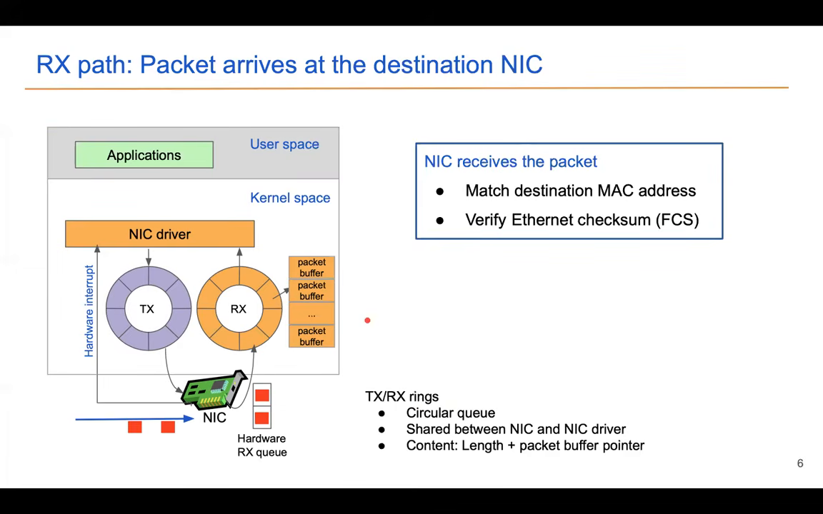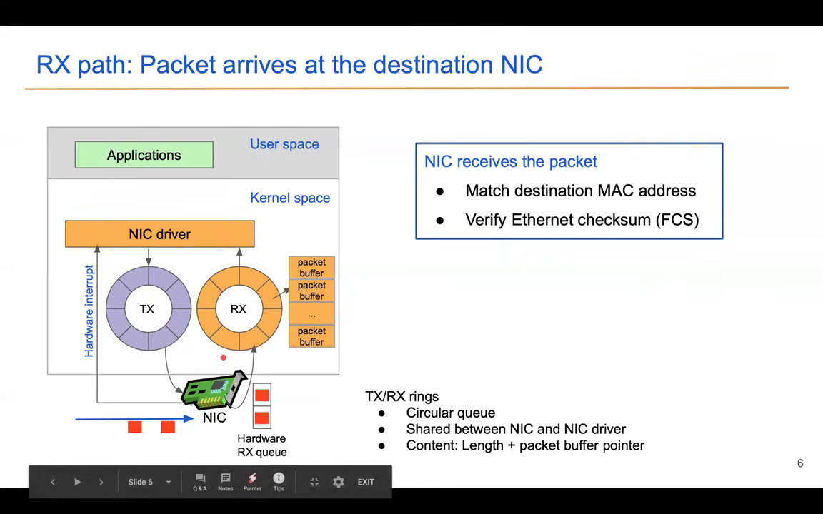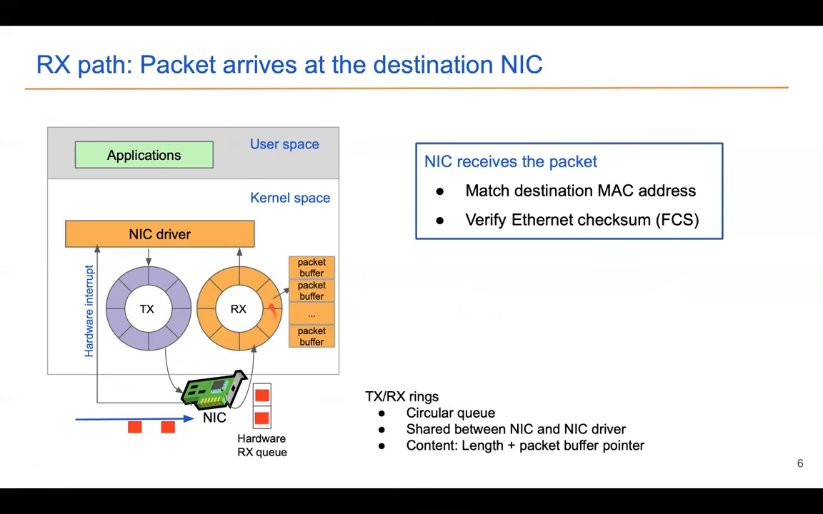How does the NIC driver prepare itself for processing these accepted packets? The NIC driver pre-allocates kernel memory buffers where the packets are stored. The driver also pre-allocates the transmit and receive ring buffers within the memory. A ring is a circular queue that is shared between the NIC and the driver. Each slot in the ring stores the length and the physical address of the packet buffer.